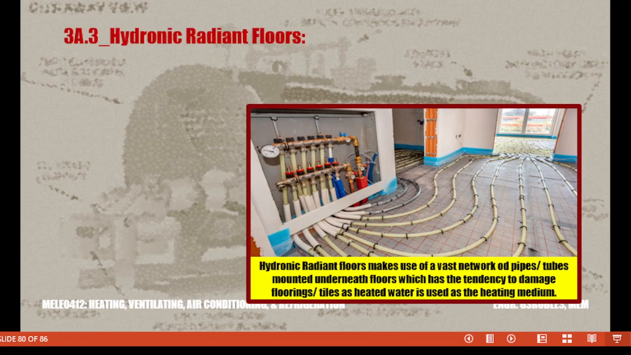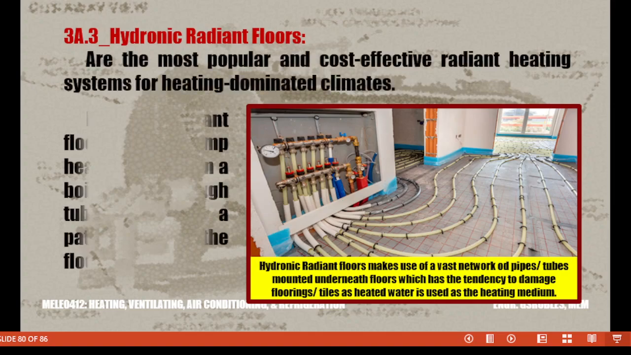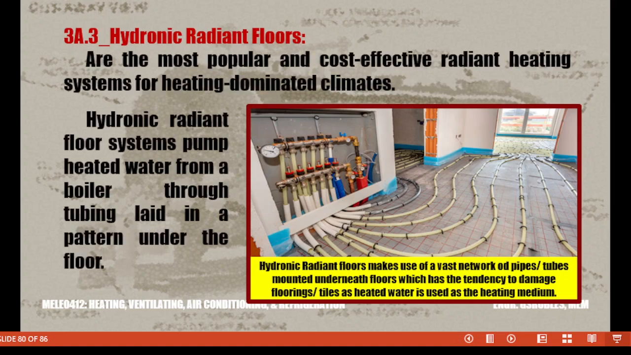We also have what we call hydraulic radiant floors. Hydraulic radiant floors, from the word hydro, make use of heated or hot water coming from a boiler that is transmitted along tubes or pipes located underneath tiles or cement. This is the most popular and most cost-effective type of radiant floor heaters for heating-dominated climates.